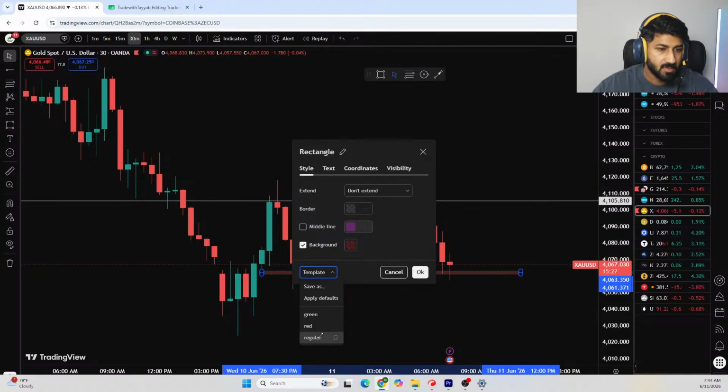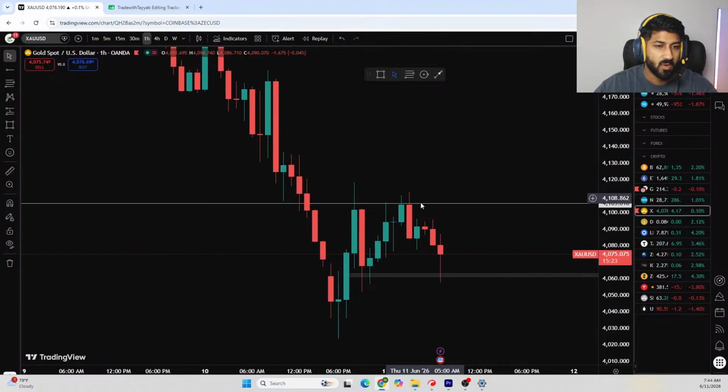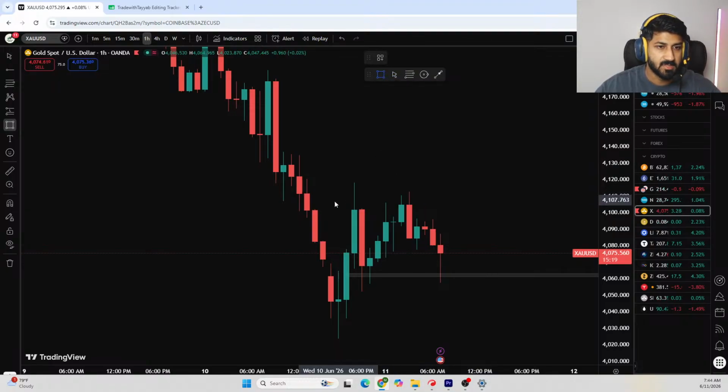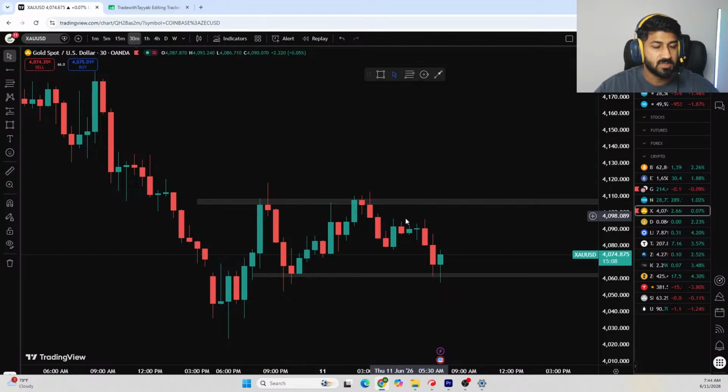So let me go ahead and identify on a 1 hour time frame where the resistance currently is. I'm going to remove this line and identify this resistance right here. And I'm going to identify support somewhere around here. So I'm going to go into the 30-minute time frame.